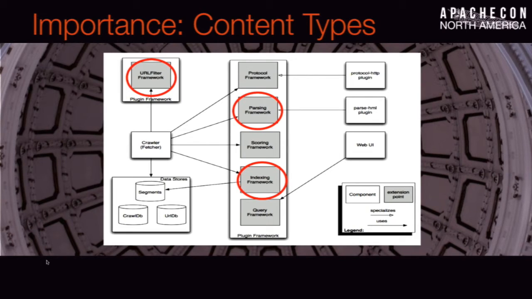We wouldn't want to call the text parser on an image file, right? We want to know it's an image. We need to call an image parser on it and extract information that way. The same is for indexing.